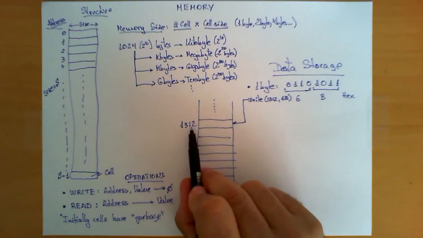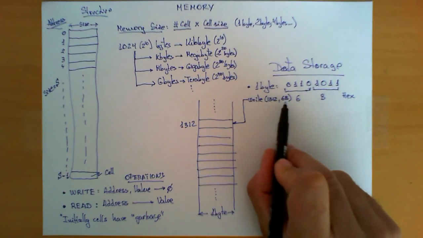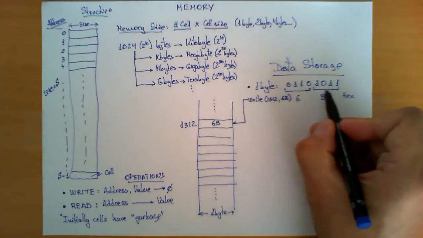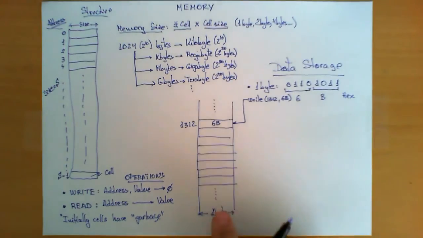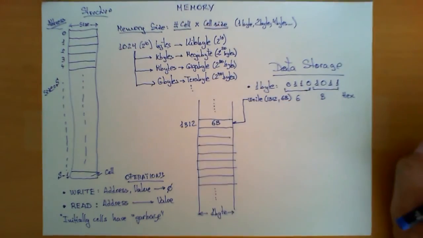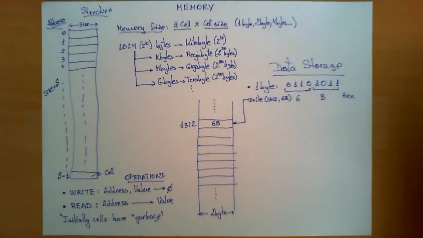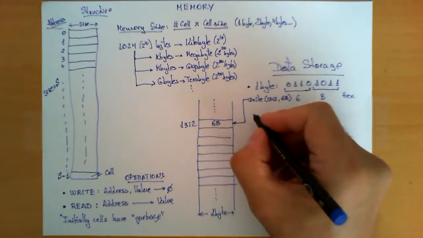In cell 1312, the address, I store the value 6B, which is the hexadecimal representation of this byte, which corresponds with 8 bits, which is exactly the width of this cell. So this is the result of storing 1 byte in address 1312. Things get a little bit more complicated.